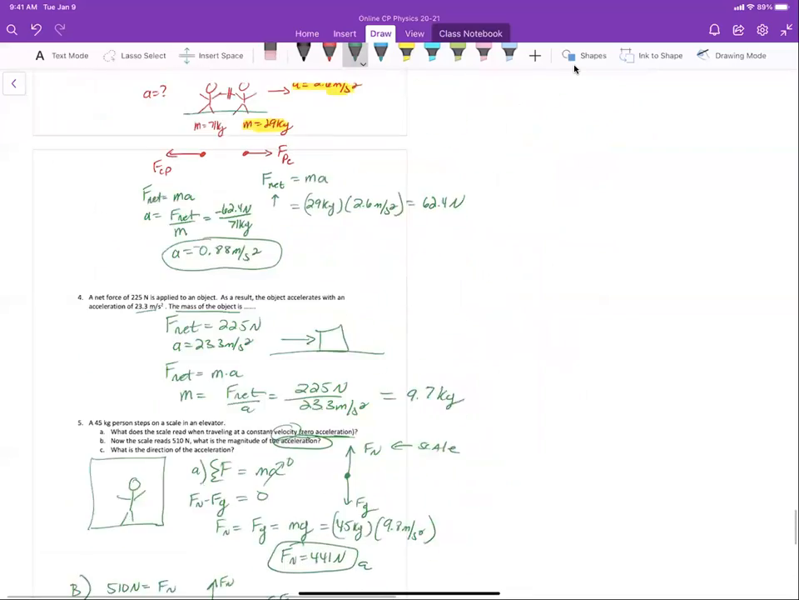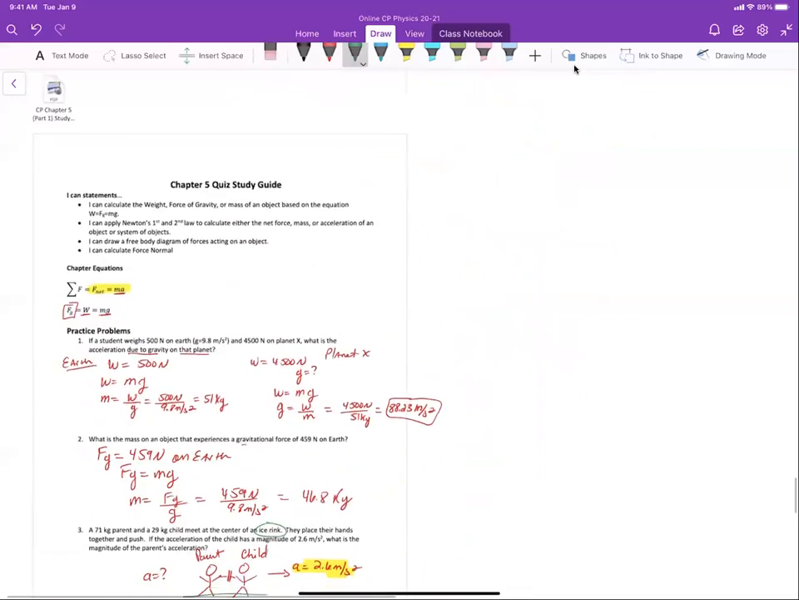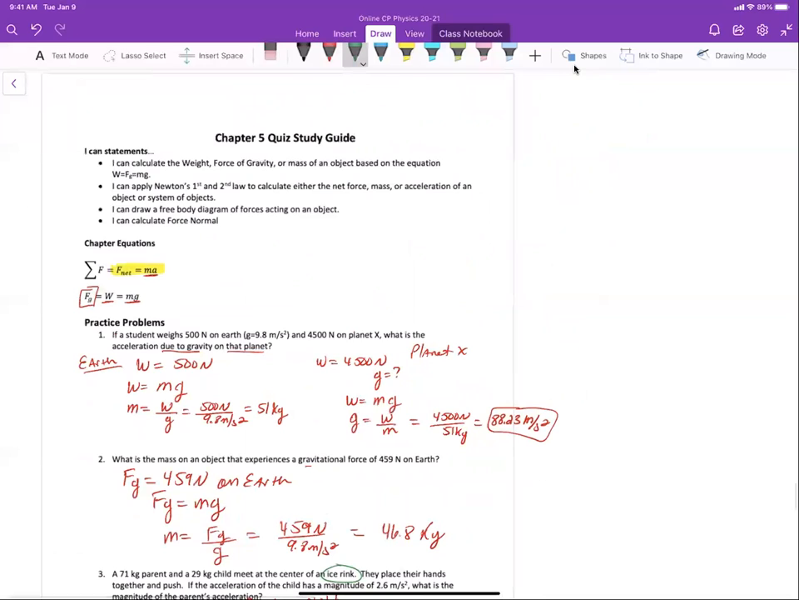Okay, so if you feel like you understand how to do that, you should have an opportunity to increase your grade, especially if you're right on the bubble.